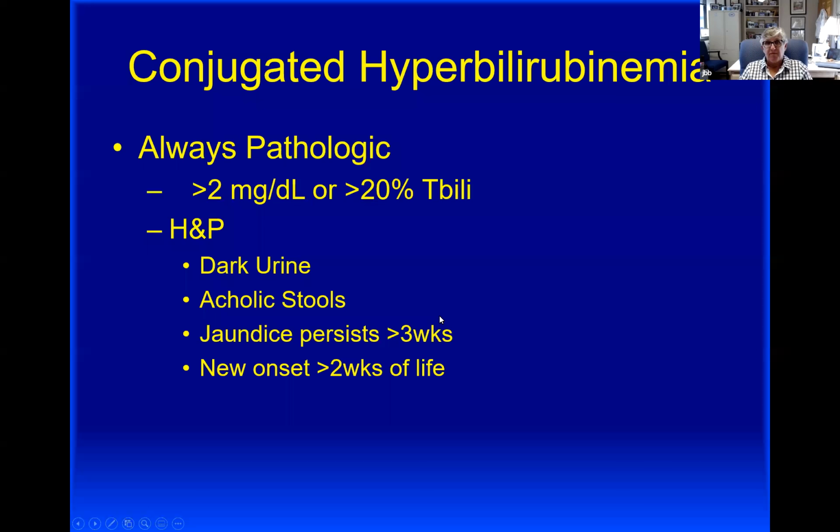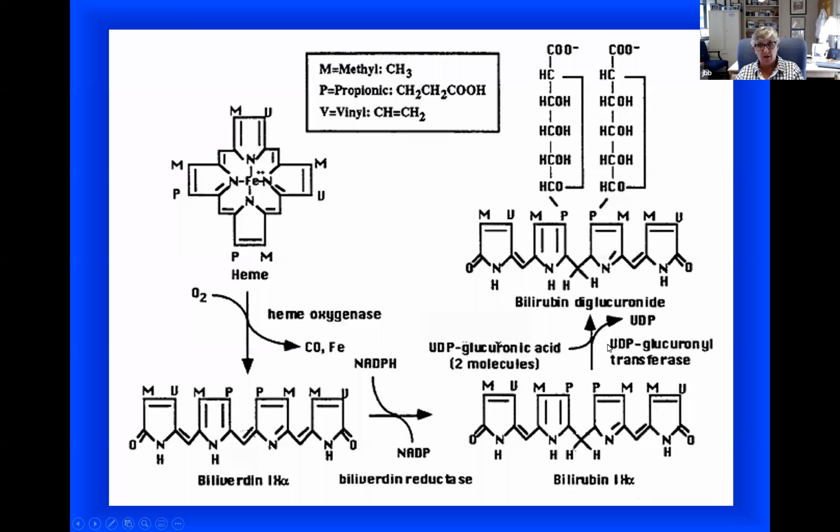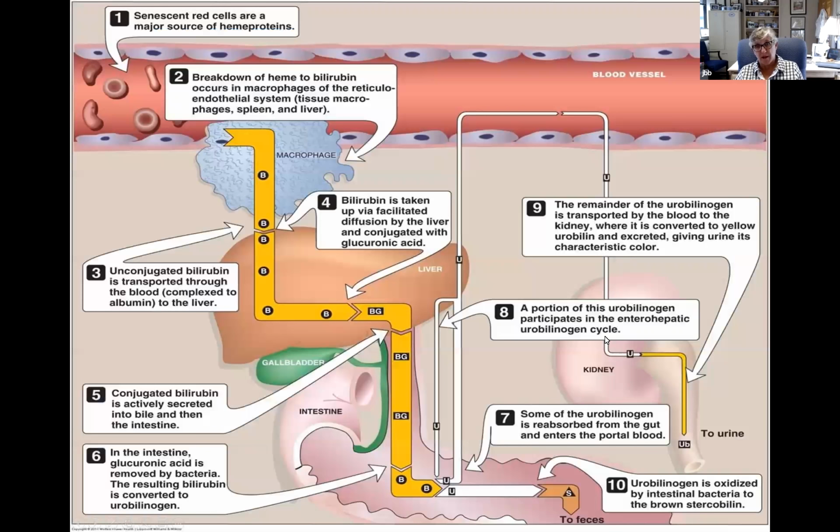Conjugated hyperbilirubinemia. If this is greater than 2, this is always pathologic, or if it's 20% of the total bili. On the history and physical of these kids, you'll see dark urine, you'll see acholic stools. Remember how we talked about how the breakdown products cause the color? So if there's too much conjugated, you're going to get acholic stools. Jaundice presents at greater than 3 weeks, and this is going to be typically a later onset because of the way that bilirubin is broken down. Remember the picture that I showed you, and here how the conjugation enzymes work. Another picture. I put them there for you to see again.